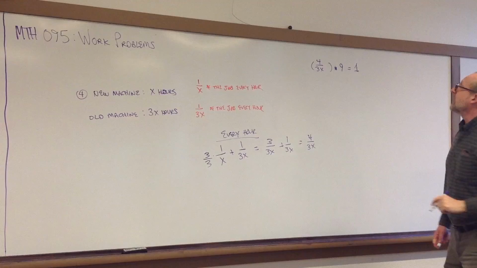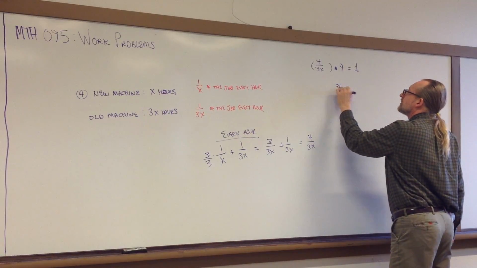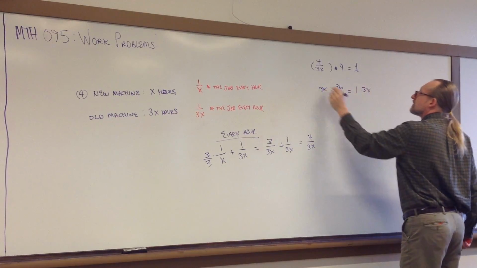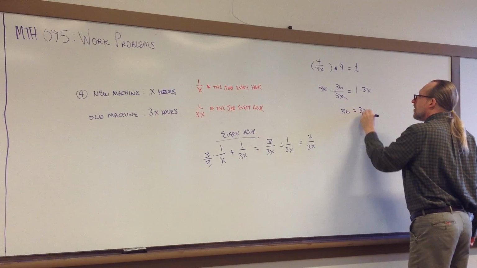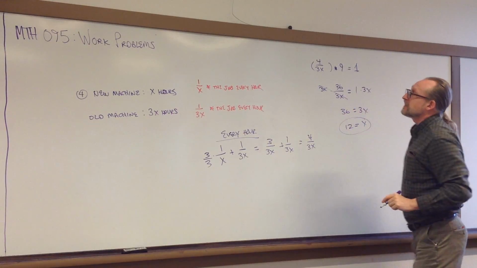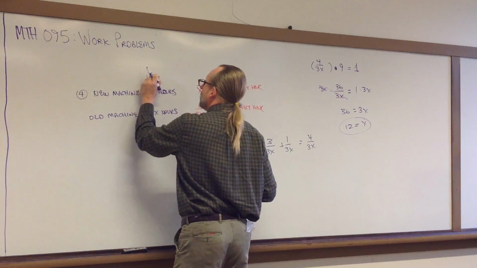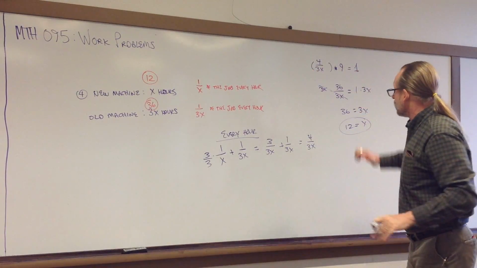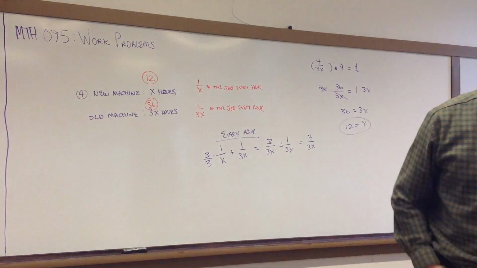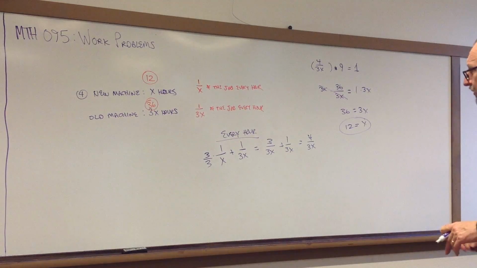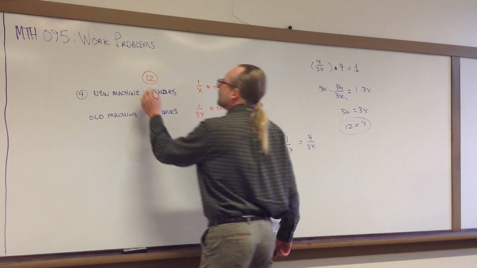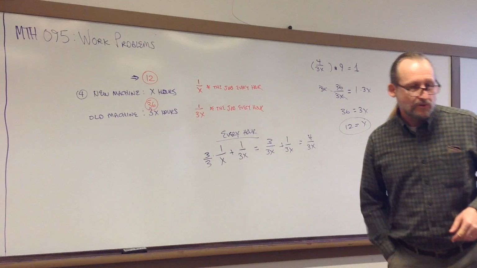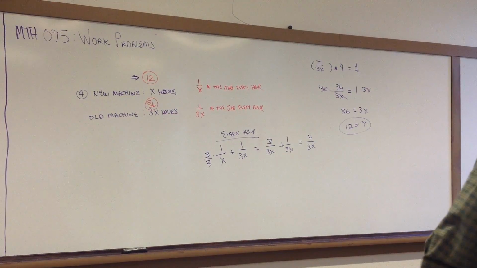So 36/(3x) equals 1. Clear out the 3x on both sides. x is 12. So it takes 12 hours for the new machine, and 36 hours for the old machine, and working together, they can finish the job in 9 hours. The problem asked how long it would take the new machine working by itself. The answer there is 12 hours.